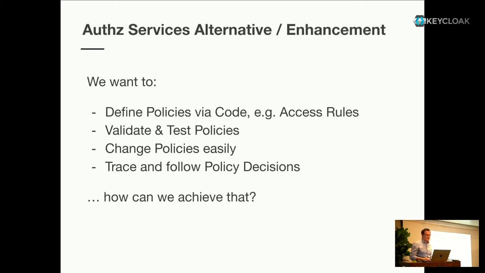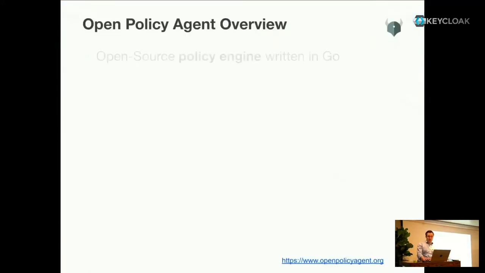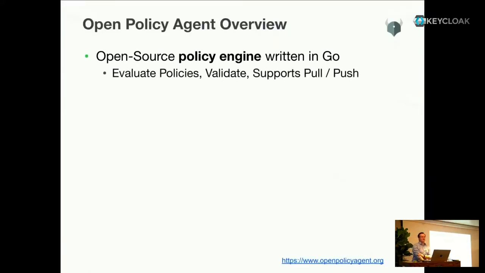Well, maybe there is. So for that, let me introduce the Open Policy Agent. Question here, who of you already have used Open Policy Agent in a project? Okay, just a few of you. That's good. So, what is Open Policy Agent? Open Policy Agent is basically an open source policy engine written in Go. It's basically a dedicated server, so to speak, that enables you to evaluate policies, validate policies, and can support a push or pull model for policy distribution.